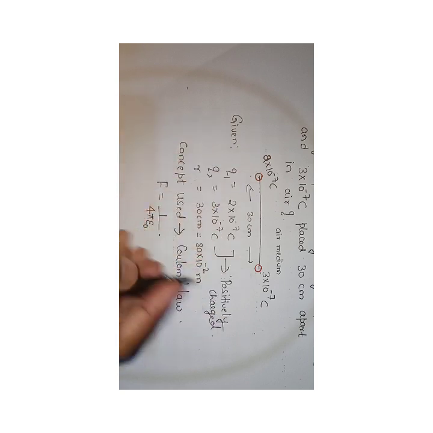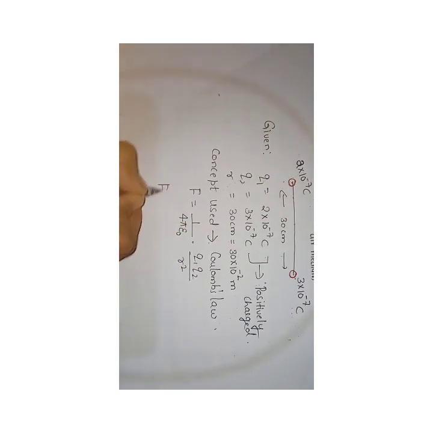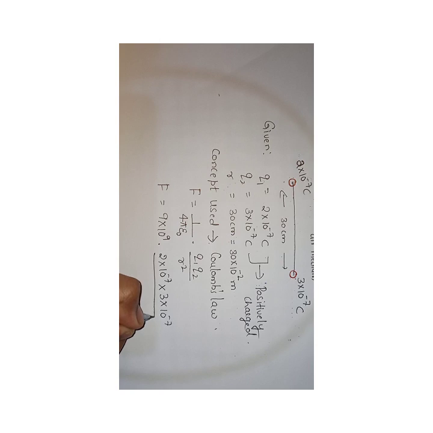Then what are the quantities we have taken here? Q1, Q2, and distance is R square. Simple. If it is epsilon naught, the value of this K becomes 9 into 10 raised to 9. Into Q1, 2 into 10 raised to minus 7, into 3 into 10 raised to minus 7, divided by 30 into 10 raised to minus 2, the whole square.